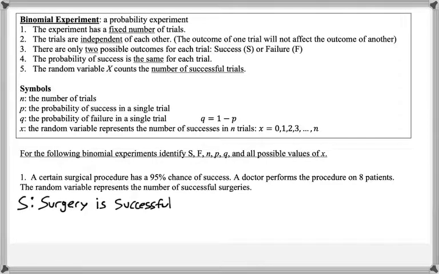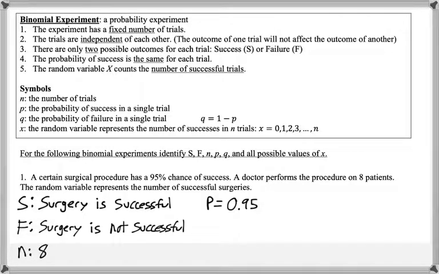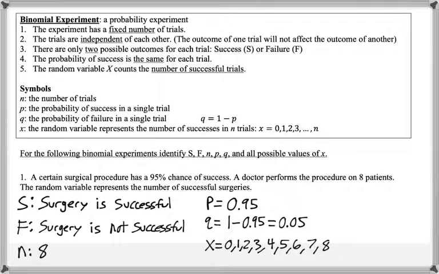So S is the surgery is successful. F is the surgery is not successful. N is 8. P is 0.95. Q is 1 minus 0.95, which is 0.05. And X is 0, 1, 2, 3, 4, 5, 6, 7, and 8.